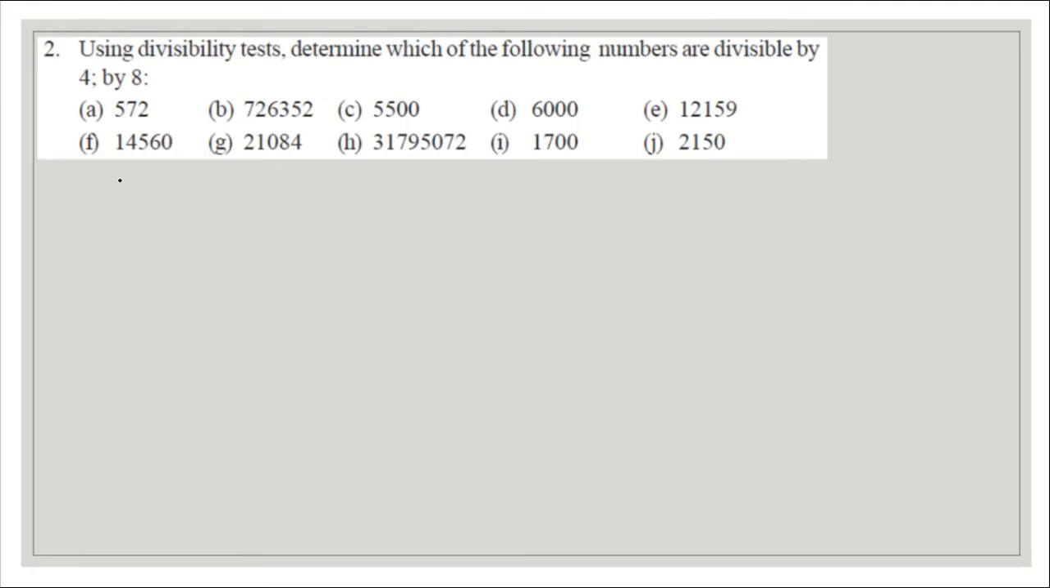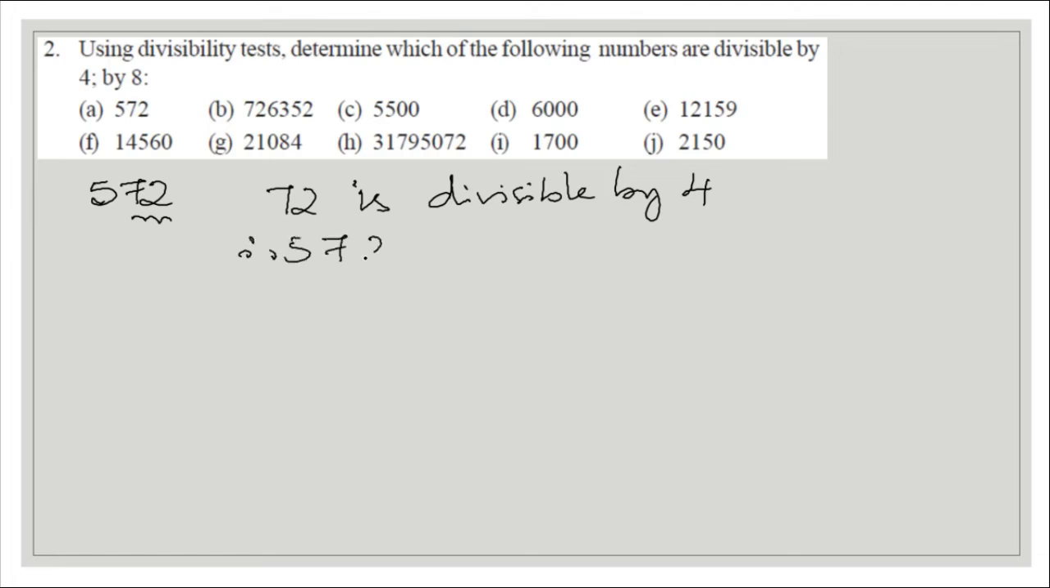Let us have a look at question number 2 using divisibility test. Determine which of the following numbers are divisible by 4 and by 8. 572, is it divisible by 4 and 8? If you look at 572, the last two digits 72 is divisible by 4. Therefore 572 is divisible by 4.